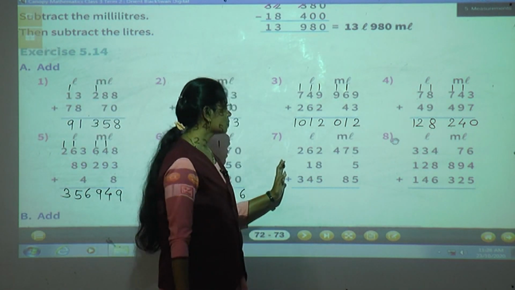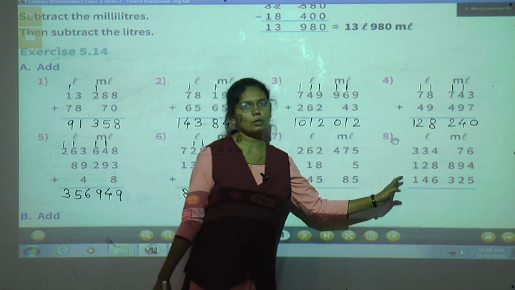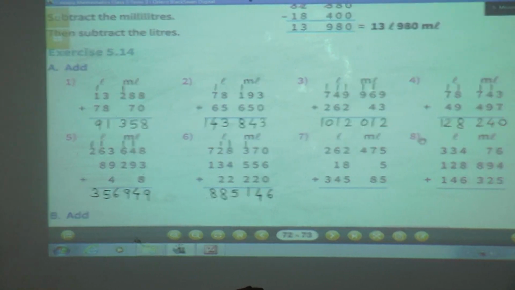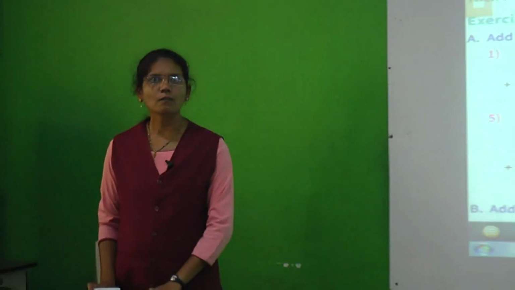Here see students, 2 sums are remaining that you have to try to solve on your own. So today in this way we have completed exercise 5.14. In the next session we will see the remaining part.